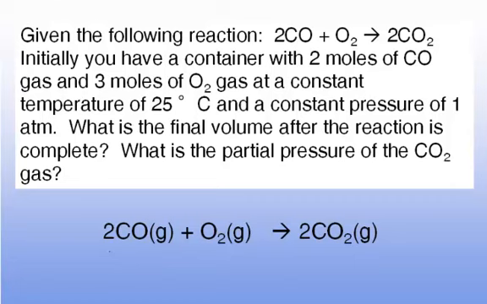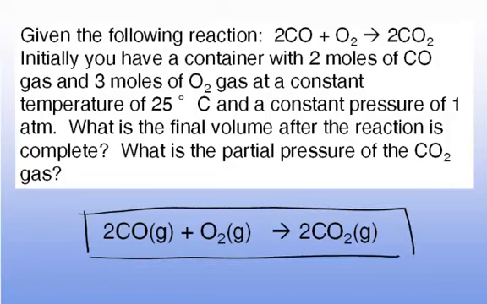Answer these questions. What is the final volume after the reaction is complete, and what is the partial pressure of the carbon dioxide gas? In order to answer this problem, let's first think about the chemical reaction that's occurring. At 25 degrees Celsius and 1 atmosphere pressure, we know that carbon monoxide, oxygen, and carbon dioxide exist as gases. So this is a gas phase reaction.